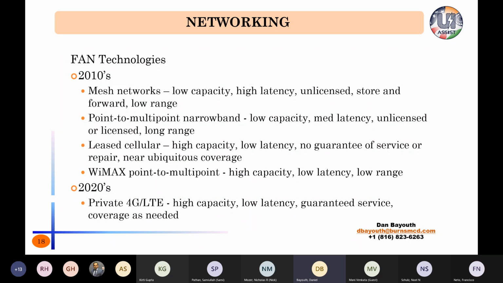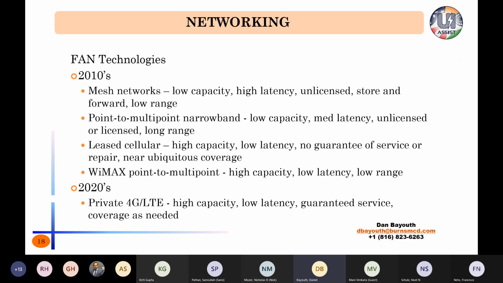Unlicensed or licensed, you can get very long range out of the licensed frequencies, like miles and miles. Down at 200 megahertz, you can get tens of miles, 20 miles away from a tower site. But narrowband, if we have a narrow RF channel, you're always capacity constrained, and data needs of anything in the field are never going down. So we go to leased cellular.